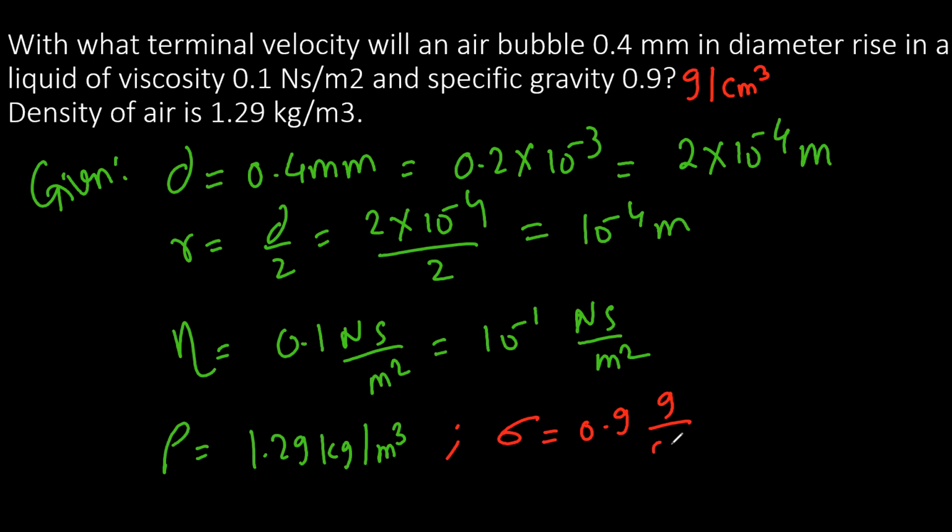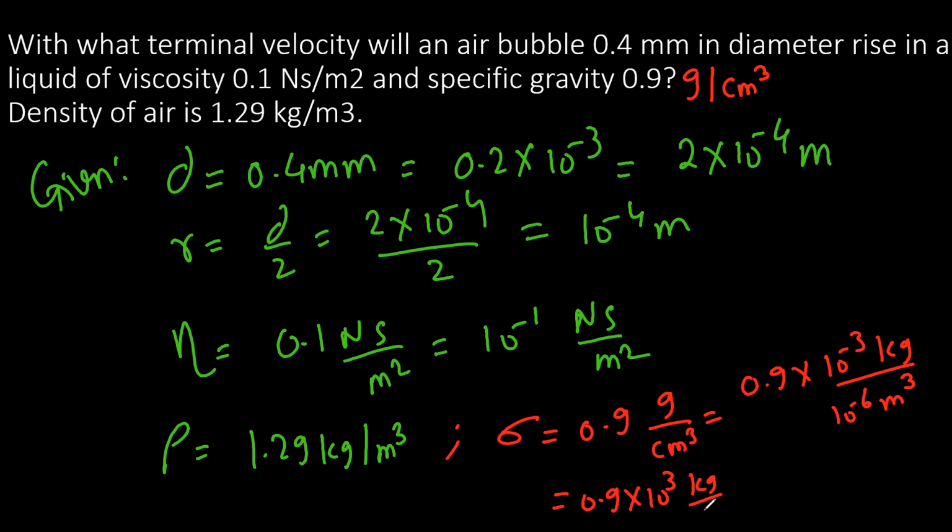So g per centimeter cube. Convert किस में करें? kg per meter cube. So कैसे होगा? 0.9 into 10 raised to minus 3 kg. Centimeter cube is 10 raised to minus 6 meter cube. So if you shift above, it will become 0.9 into 10 raised to 3 kg per meter cube. And what is your answer? It's 900 kg per meter cube. So अगर kg by meter cube में दिया है, then no problem. नहीं होगा तो you need to convert from gram per centimeter cube to kilogram per meter cube. इसमें convert करो. So answer is 900.